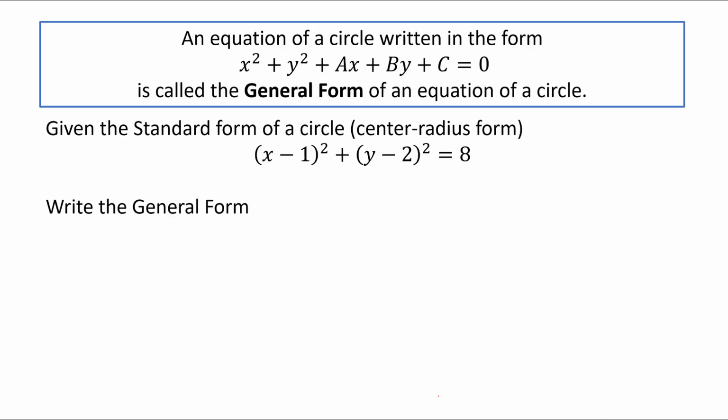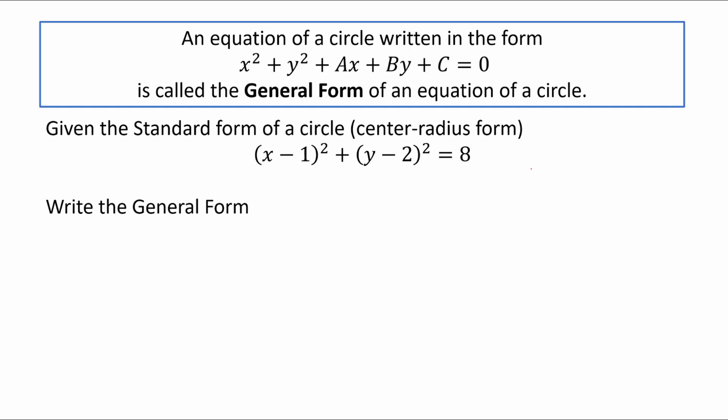Okay, the equation of a circle written in general form looks like this: x squared plus y squared plus ax plus by plus c equals 0. That is just basically what the equation looks like if you square the binomials and then move everything to the left side of the equation so you have 0 on the right.